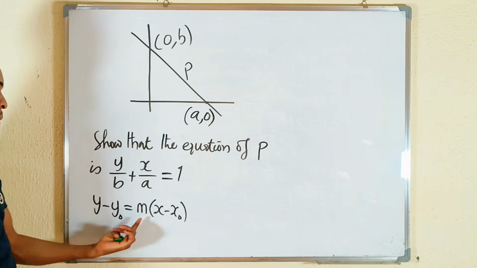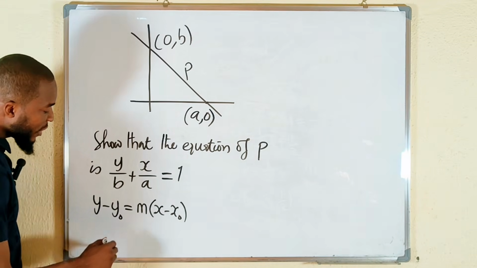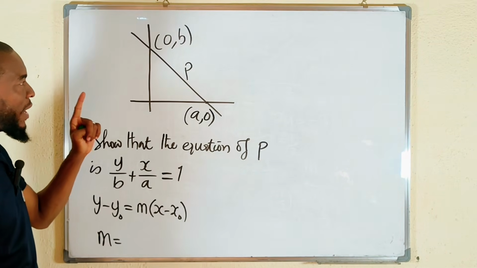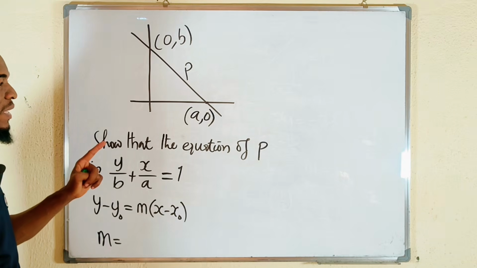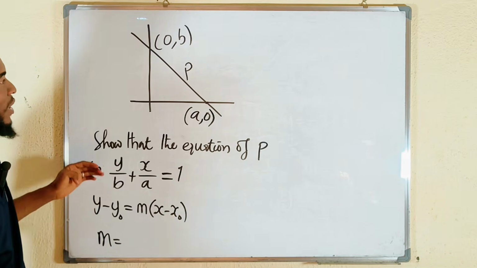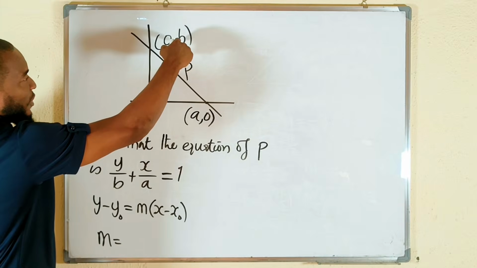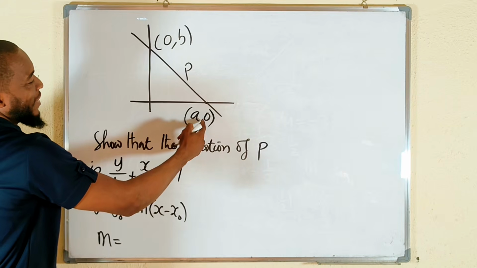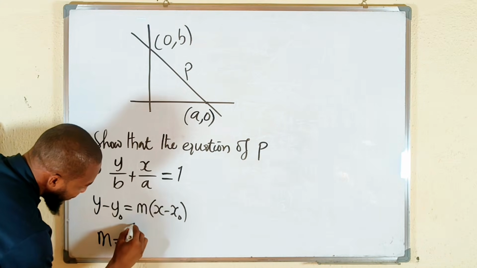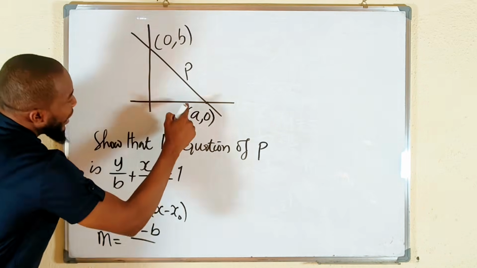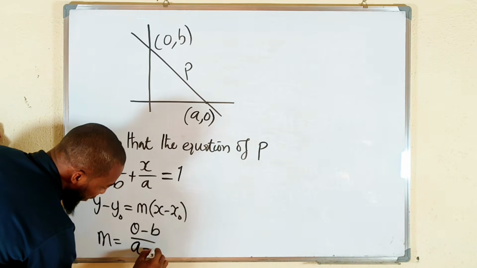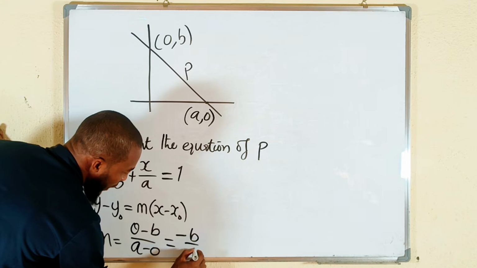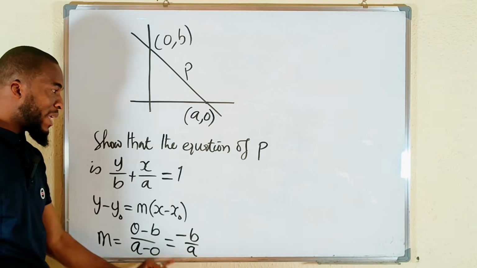How can we find m, which is the slope of the line P? So let's start with m. m is equal to y2 minus y1 divided by x2 minus x1. And you can start from anywhere. So let me start with b minus 0. Okay, if I say 0 minus b divided by a minus 0, this is the slope. If you simplify, this is going to give us negative b divided by a. Negative b divided by a is the slope.